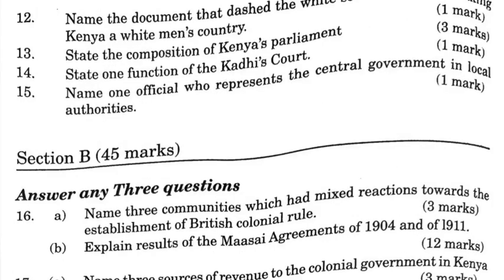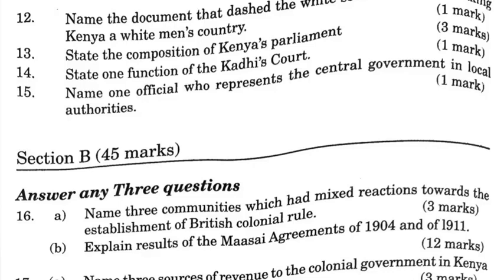Question 12. Name the document that dashed settlers' hopes of making Kenya a white man's country. The Devonshire White Paper of 1923. Question 13. State the composition of Kenya's parliament: elected members, nominated members, ex officio members.